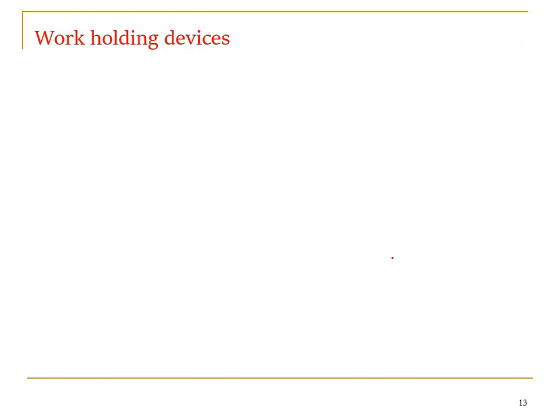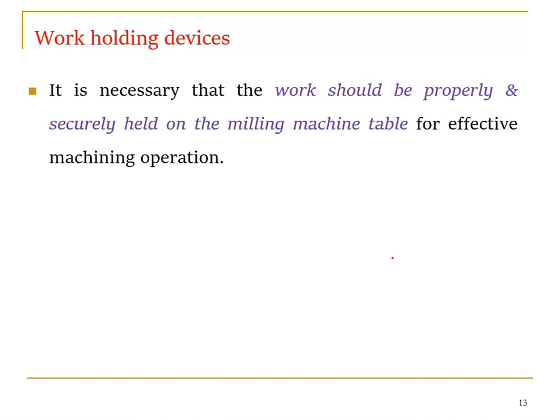So now we are going to touch on the work holding devices. This is also similar to other work holding devices like lathe and drill, but somewhat different, right? So for work holding devices, it is necessary that the work should be properly and securely held on the milling machine table for effective machining operations. So work holding plays a major role. If you do machining, the workpiece should be properly held.